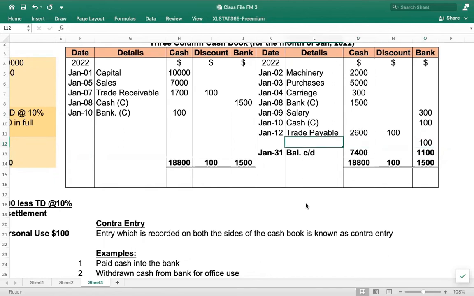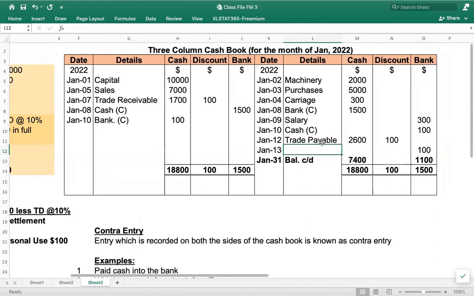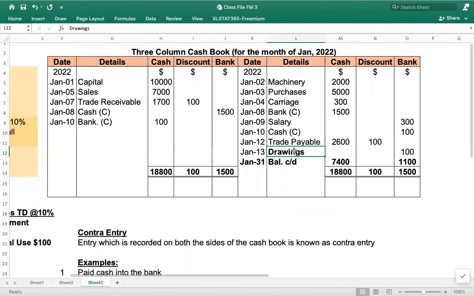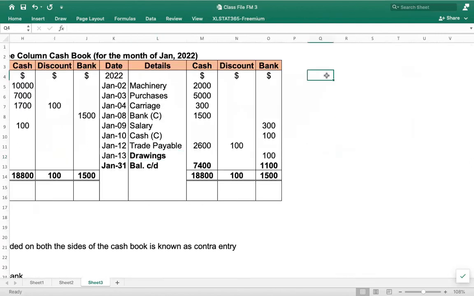And here in the detail column, let's say the date is Jan 13. Tell me what name should I write. This is something new for you. This name will be drawings. I will tell you what drawings is. Actually, there are two accounts which represent the owner. First is capital, and second one is drawings. Both the accounts are representing the owner.